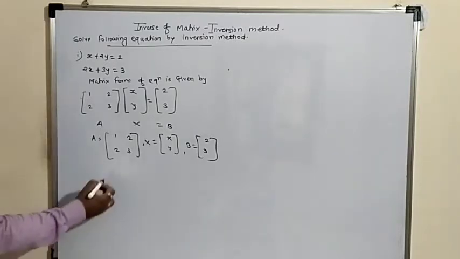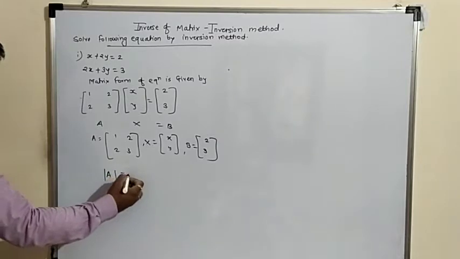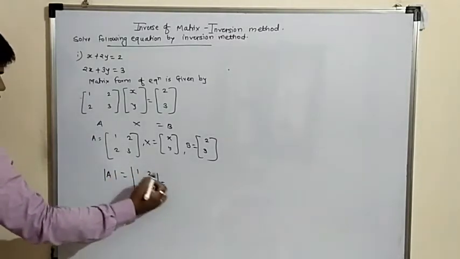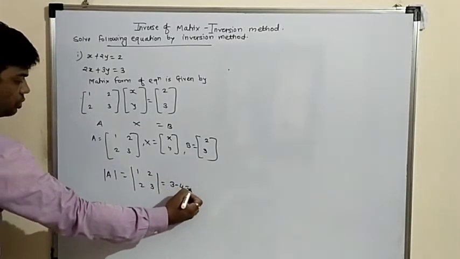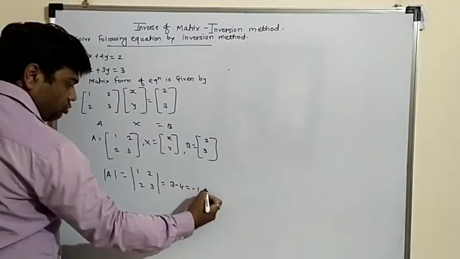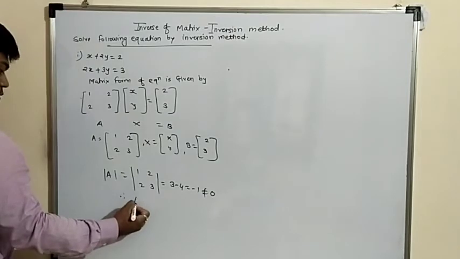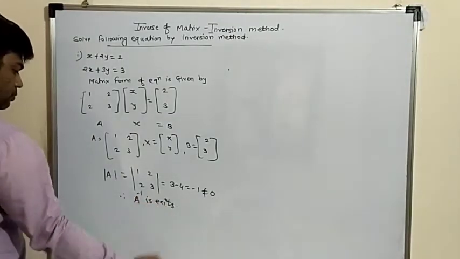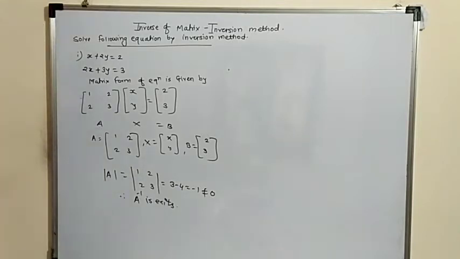Now first we have to find the determinant of A. 1, 2, 2, 3: 3 times 1 is 3, 3 minus 4 is equal to minus 1, which is not equal to 0. Therefore A inverse exists.